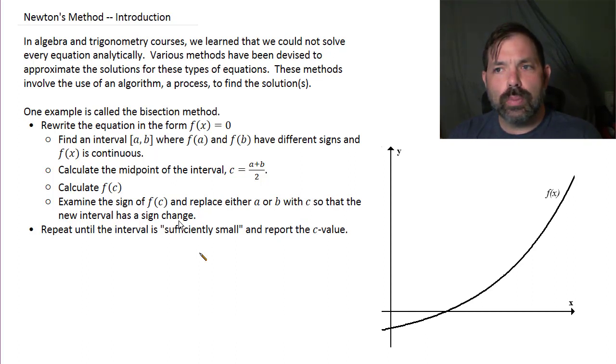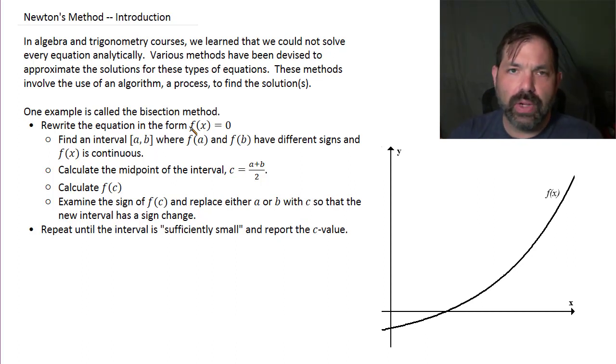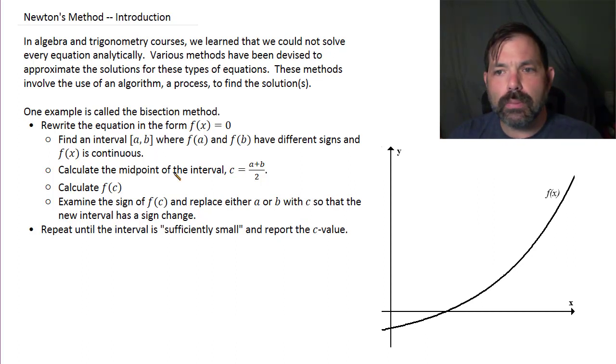Just to give you an idea of one example of one of these processes, it's called the bisection method. Now this is not what we're going to be tested on, but just to give you an idea of how a process, an algorithm, works if you've never seen them before.